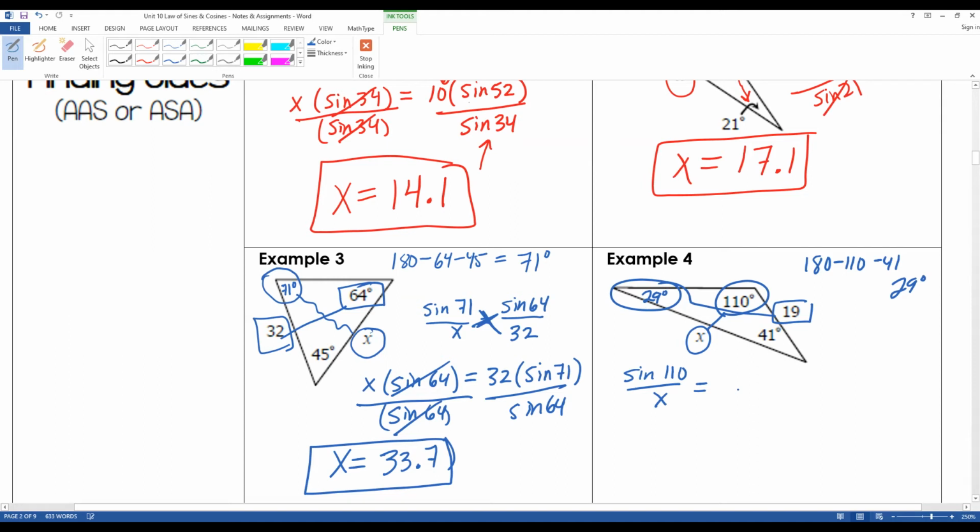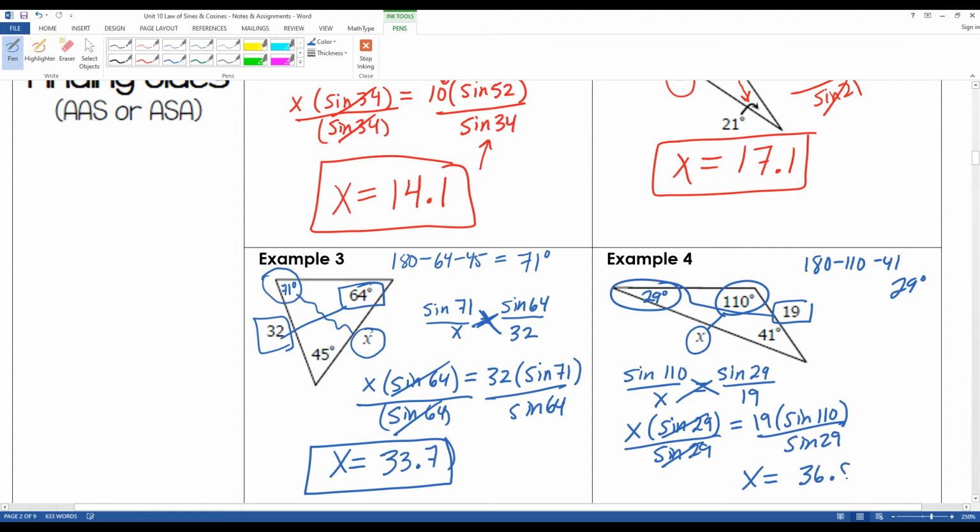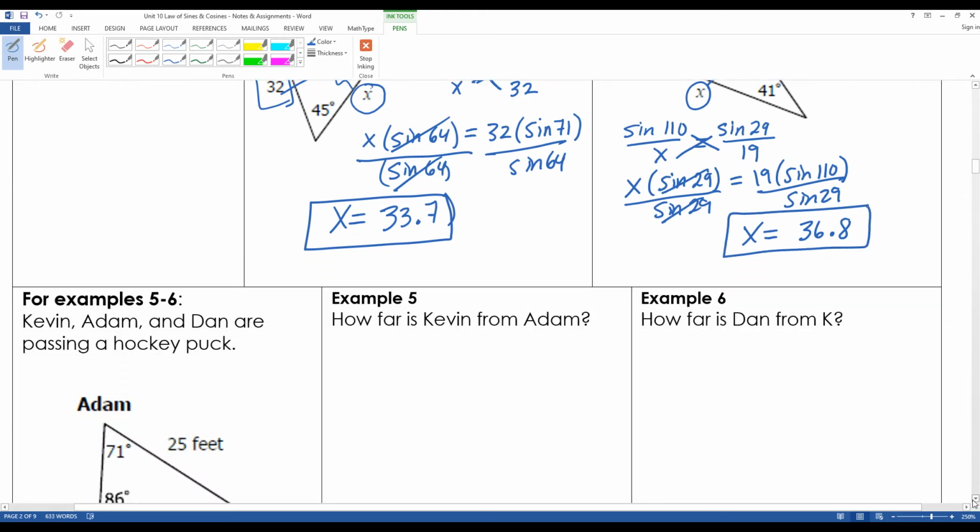So now I can use that angle, 29, to set up with the side of 19. Cross multiply. X times the sine of 29 is going to equal 19 times the sine of 110. You can already see what's going to happen. We divide by the sine of 29, just like we've done, and we will do every time. So x equals, divide that out, you should get 36.8. Make sure, again, you're doing that right.